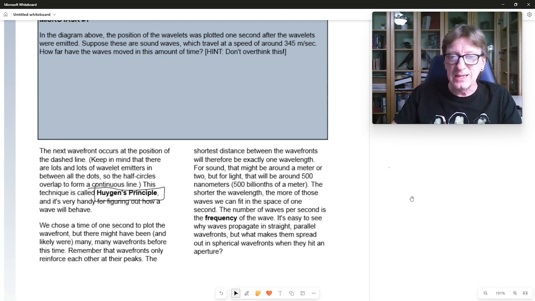So for light or for sound, that might be around a meter. The typical wavelength of sound is around a meter or two, somewhere in there. Whereas for light, it's about 500 billionths of a meter, 500 nanometers across. So they're still waves, and they're behaving the same way. But it makes you wonder, what about light, with electromagnetic waves, is actually propagating?